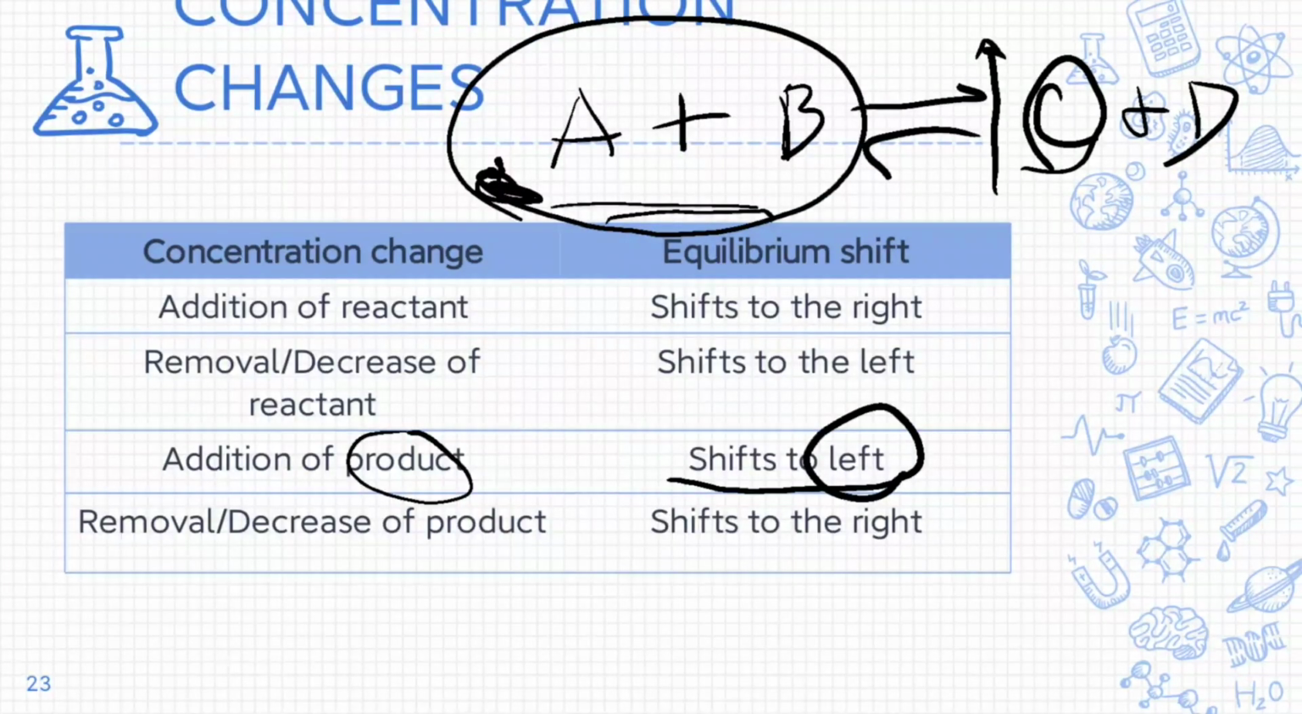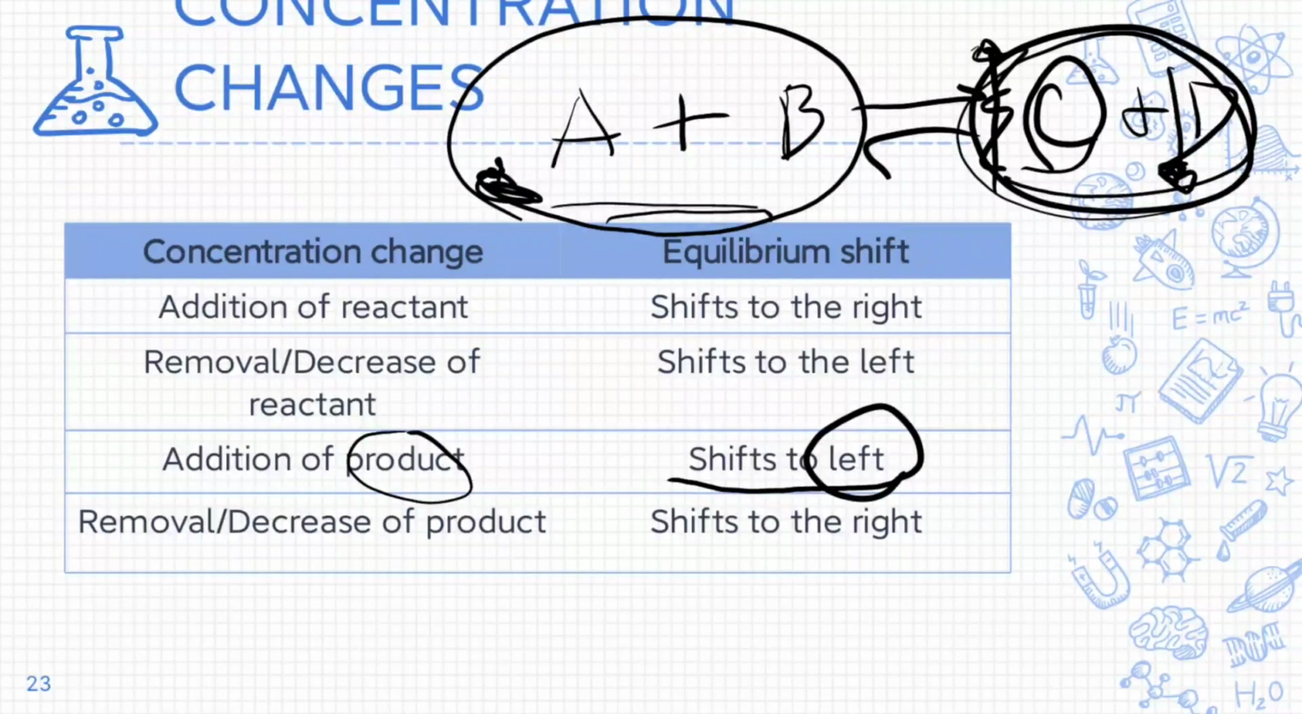Okay? Kabaliktaran, kumbaga. If you add a reactant, mag-shift dun sa right. Okay? If you add a product, it will shift to the left. Okay? Now, removal and decrease of product, on the other hand, will shift to the right. So, nagbawas ka ng product, syempre, the equilibrium stays in the product side.